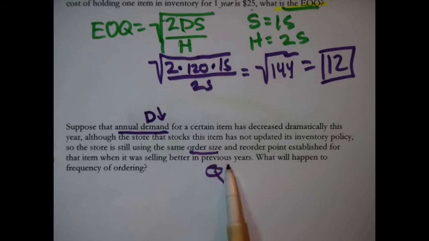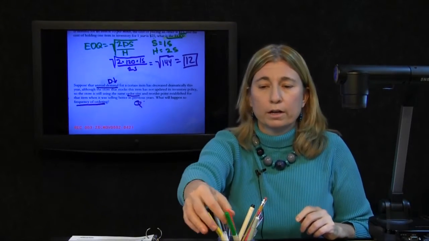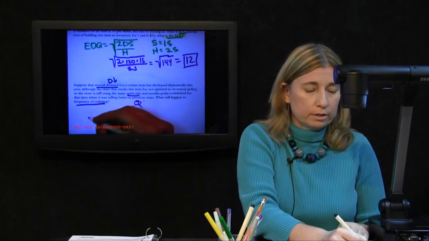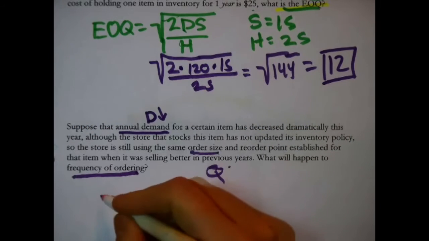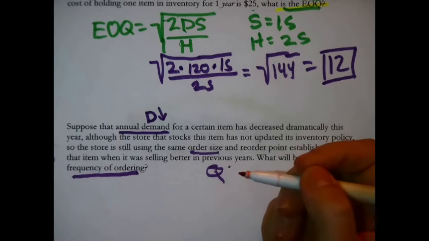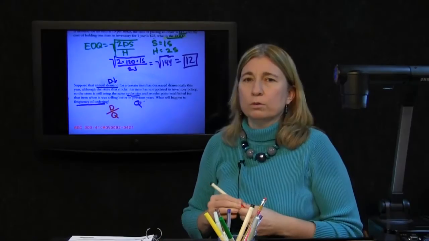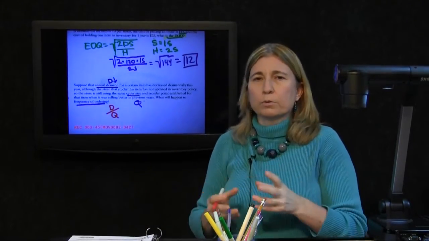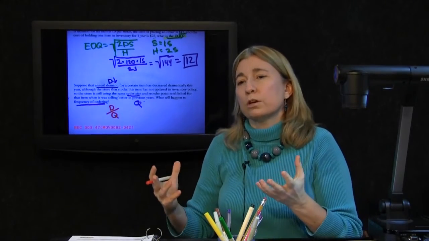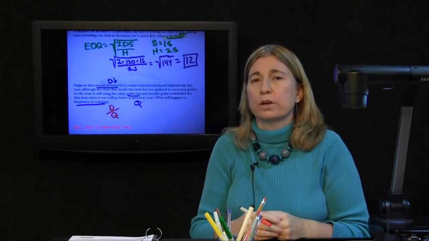What will happen to the, okay, here's the actual question. What will happen to the frequency of ordering? I need to remember that the frequency of ordering, that would be the number of orders a year, is D divided by Q. In any situation, right? Take the annual demand, you divide it by the order size, it reveals the number of orders a year, and that is one way to speak of the frequency, how many orders a year that you placed.